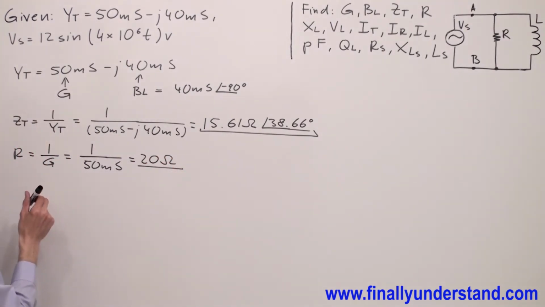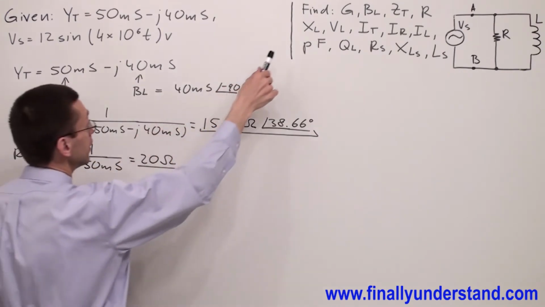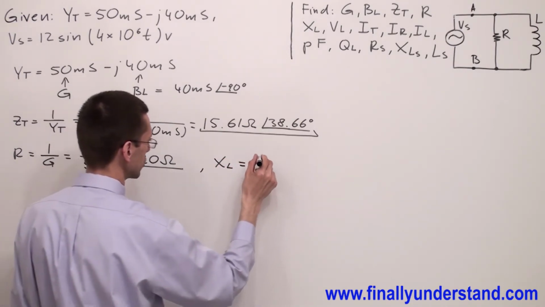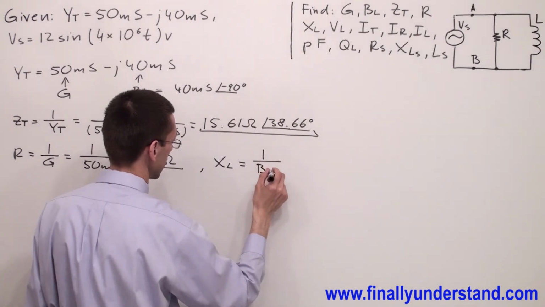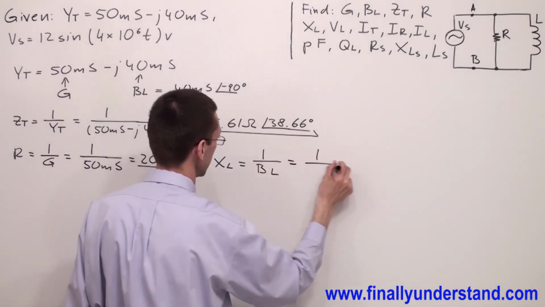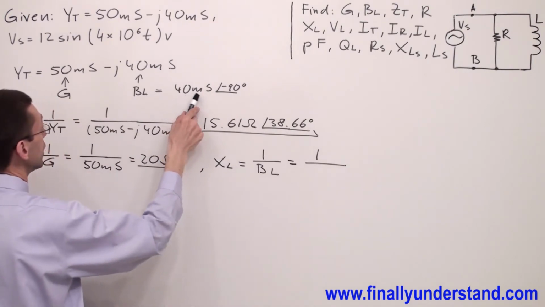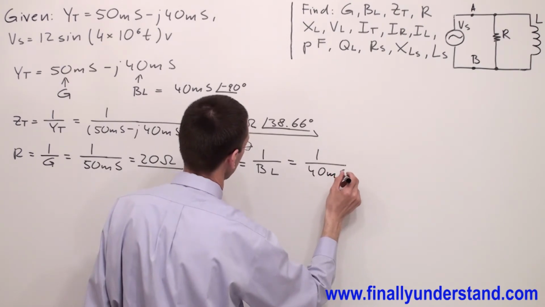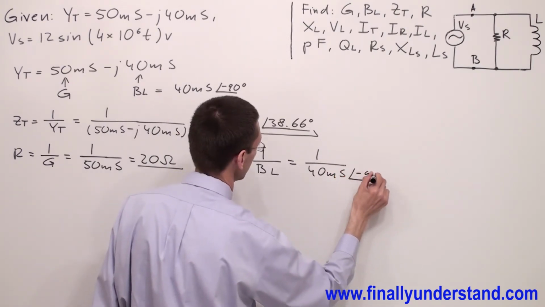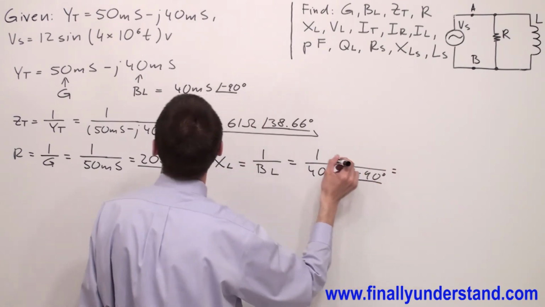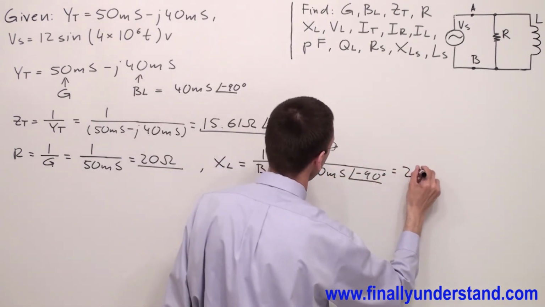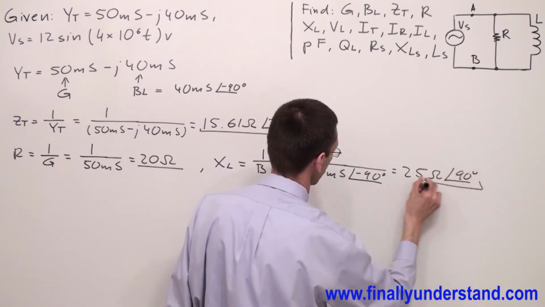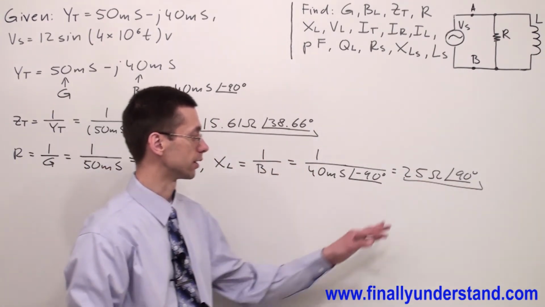Next, I'm supposed to find the inductive reactance. Okay, so I have X of L is nothing else, just the reciprocal of the inductive susceptance, BL. So I have 1 divided by 40 millisiemens, okay, and angle of negative 90 degrees. This is equal to 25 ohms and angle of 90 degrees. So this is the inductive reactance in my circuit.